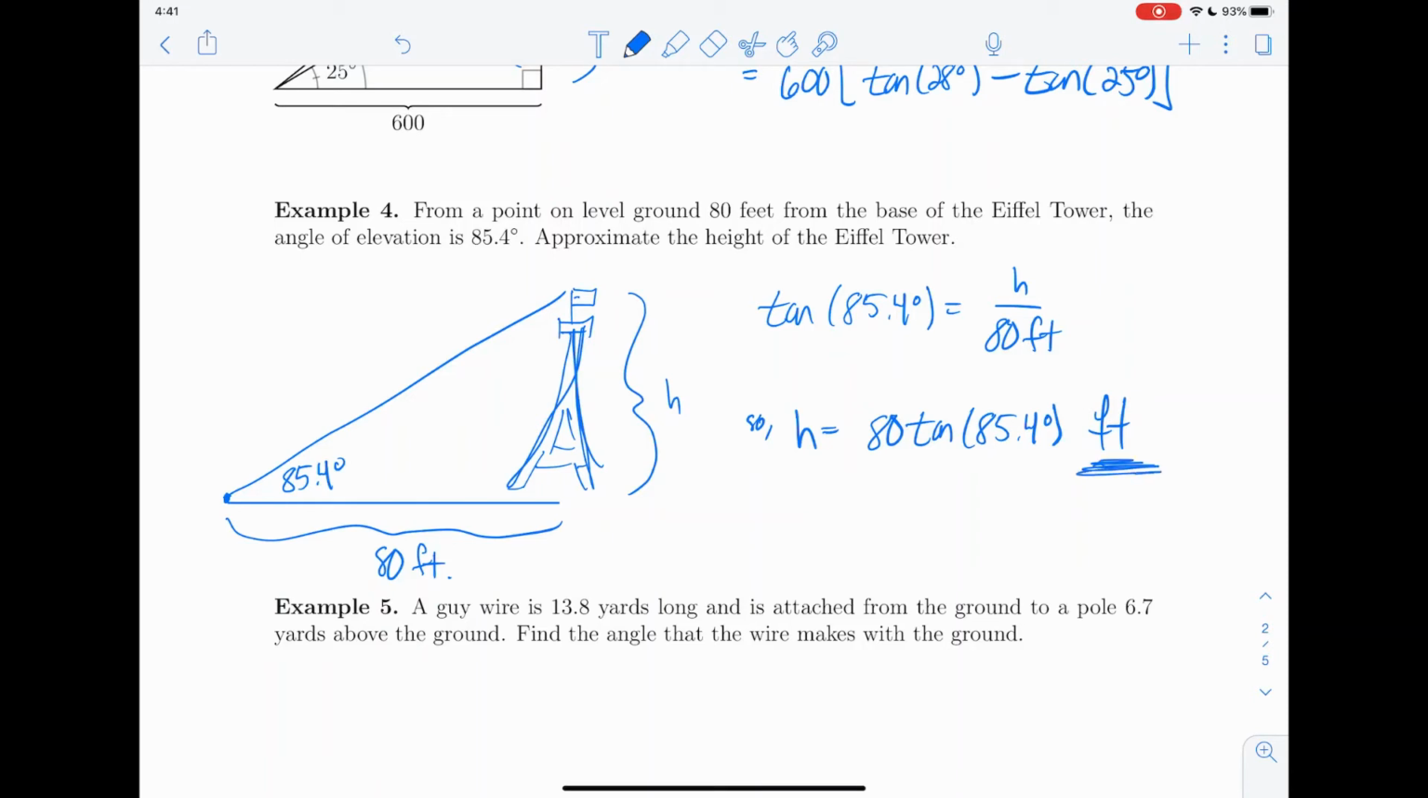This feet is really important, because if you just write 80 tangent of 85.4 degrees, the observer doesn't know if that's feet, meters, inches, etc. Now again, just like we did previously, we're not going to use a calculator to actually approximate this value. We're just going to leave it in this so-called closed form. This is something you can easily compute on a calculator. What we're doing here is the mathematics. Plugging that into a calculator is something a computer can do. So this is going to be our first real-world example of using trig to actually solve real-world problems.